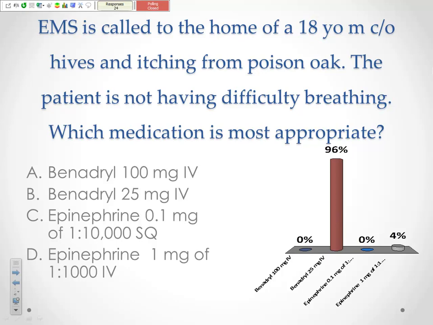If you give 1 milligram of 1 to 10,000 IV, that's fine. If you gave a milligram of 1 in 1,000 IV, their heart would... You'd kill somebody. It's been done. Just kill them, 3 to 5 milligrams.